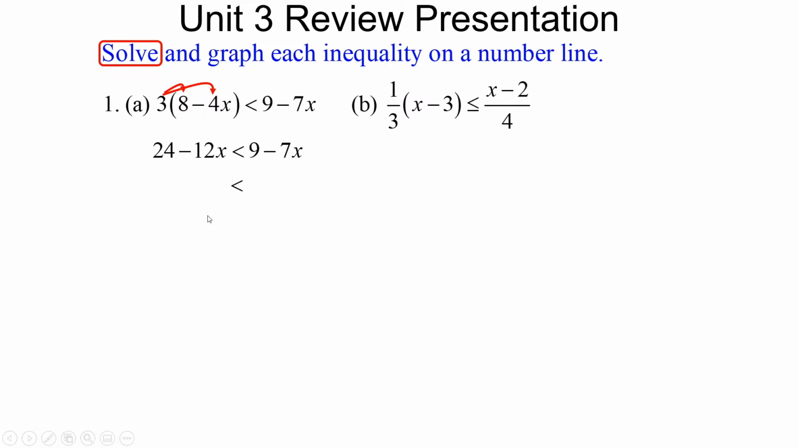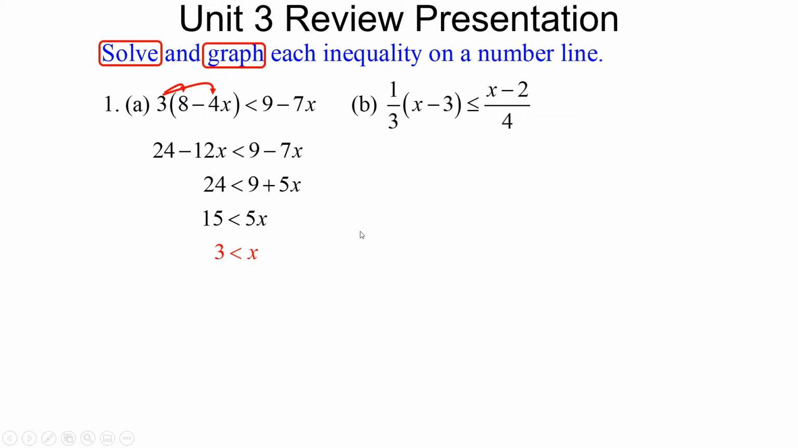I'd kind of like my x's to be positive, so I think I'm going to add 12x to both sides, leaving a 24 on the left, and then I have this 9, but then I have the negative 7x plus 12x for 5x's. Okay, now let's subtract 9 from both sides. 24 minus 9 is 15, is less than 5x, and divide by 5. So 15 divided by 5, 3. 5x divided by 5 is x, so x is greater than 3.